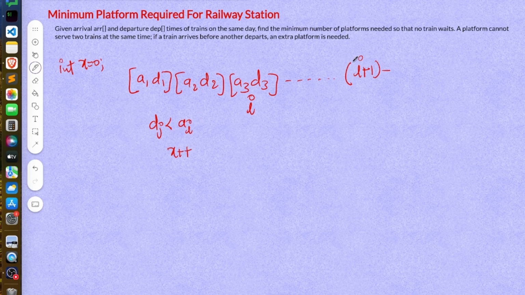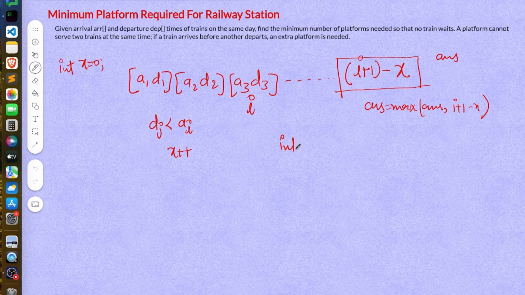And after that, how many trains would be there at this particular current time? Total arrived trains I plus 1 minus total departed trains. This is x. So this many trains are present at this particular time. If this many trains are present, it means you would need at least this many platforms, right? So let's say you have an answer variable. What you do is update answer equal to maximum of answer comma I plus 1 minus x, right? So let's see how the pseudocode would look.